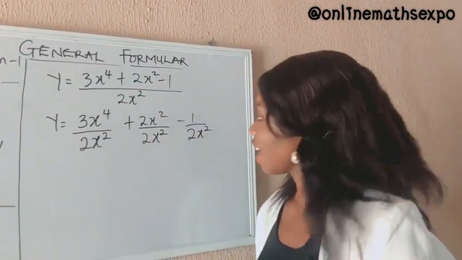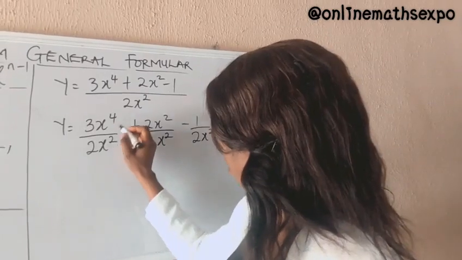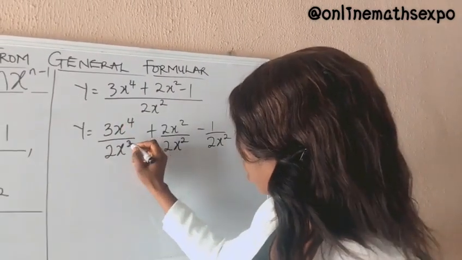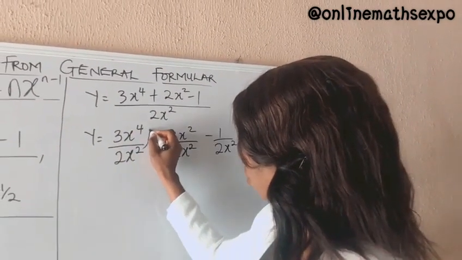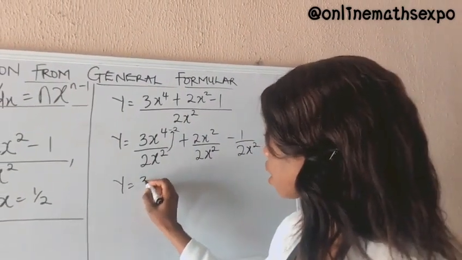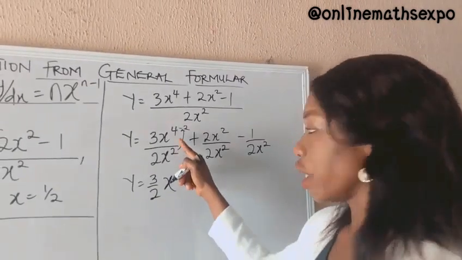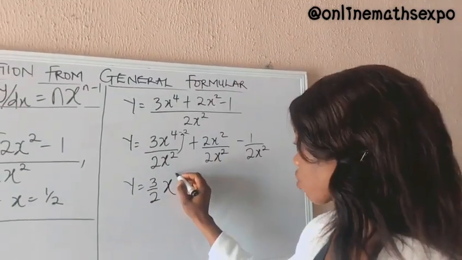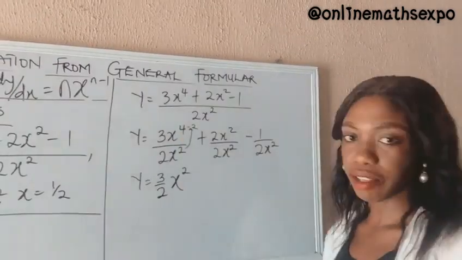So you see, we simplified more. Remember, this is in an index form. According to your indices, these two will come over to be minus 2. So we now have y is 3 over 2x. When you subtract 2 from 4, we have x raised to power 2. So we have simplified this.